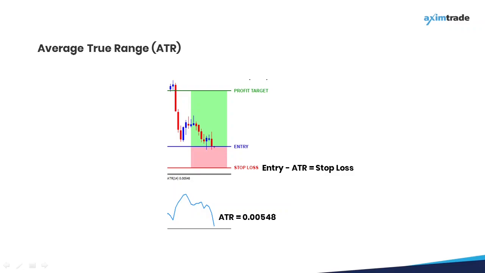Unlike numerous other technical indicators, the ATR does not indicate the market's trend direction but only measures the volatility of the market. Traders often use the ATR indicator to place their stop loss.